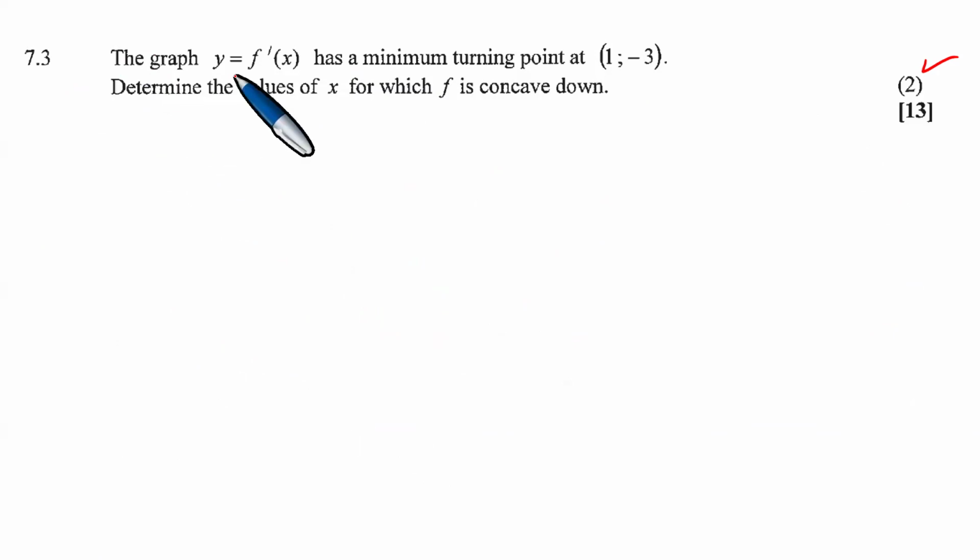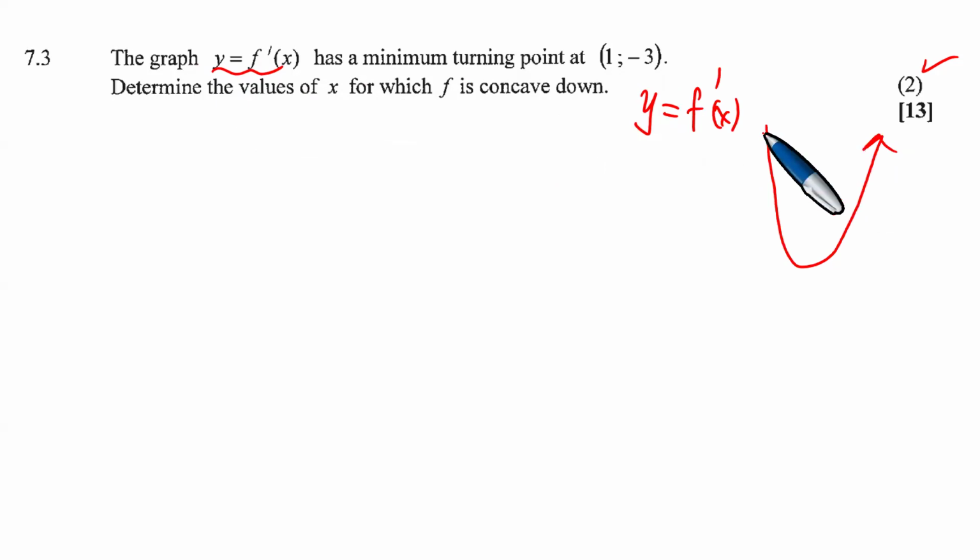Right. So the graph y equals f prime of x has a minimum turning point at (1, -3). So we need to consider this graph, y equals f prime. It has a minimum turning point. If you look at this graph, it's a quadratic graph. It's a quadratic graph which has a minimum. So if a quadratic has a minimum, the shape is like this, and it has a minimum turning point there. This is the turning point of the graph.